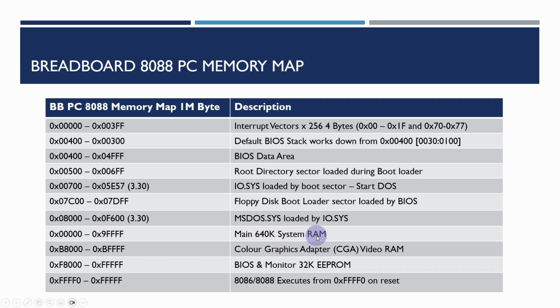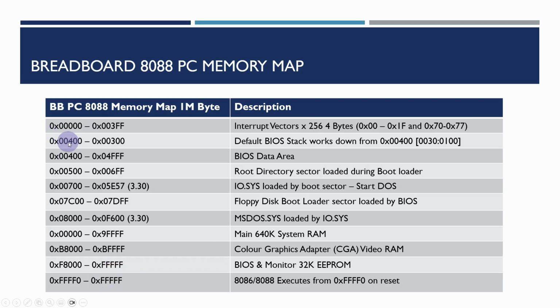So that's our 640K of system RAM. Above that we've got our CGA video memory. We have the 32K BIOS and monitor EPROM at the very top, so that goes from F8000 all the way up to FFFFF there. And in fact, when the 8088 or 8086 processor comes out of reset, it looks to execute the code starting at FFFF0. So that's the reason why we tend to need to always have the BIOS or monitor EPROM at the top of the 8088, 8086 memory.